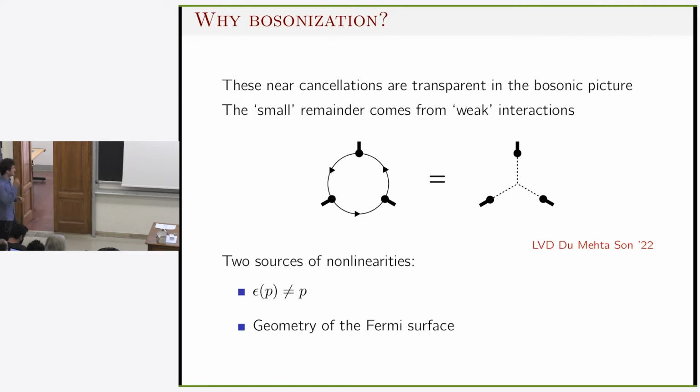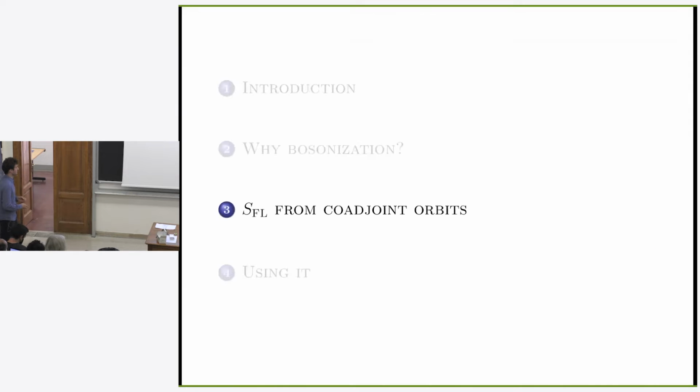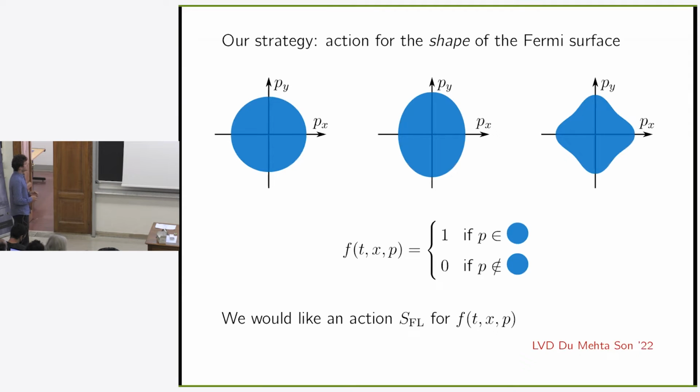All right, so let's see how we actually build this effective field theory. So as I mentioned, what we're going to try to do is build an effective field theory for the shape of the Fermi surface, okay? Which you can think of as this function f of t, x, and p, which depends both on momentum, that describes the shape, and space, because in the semi-classical picture, it also depends on space.